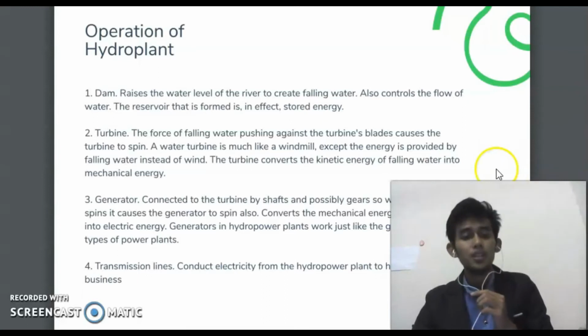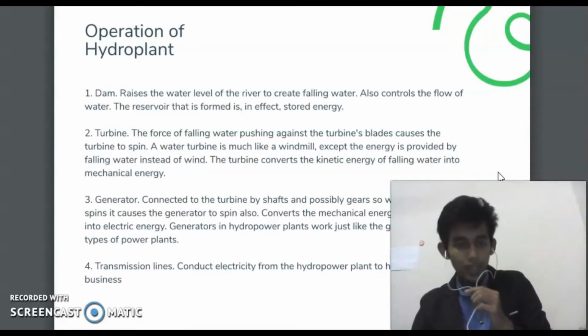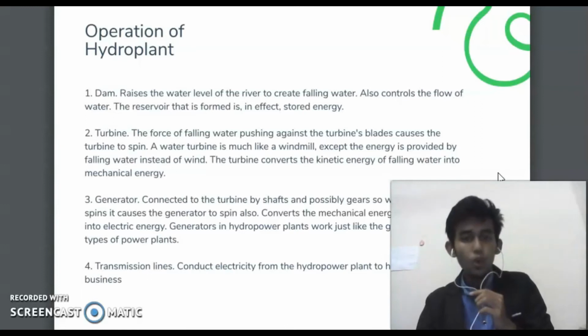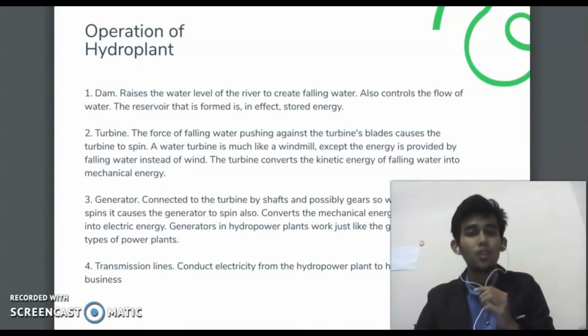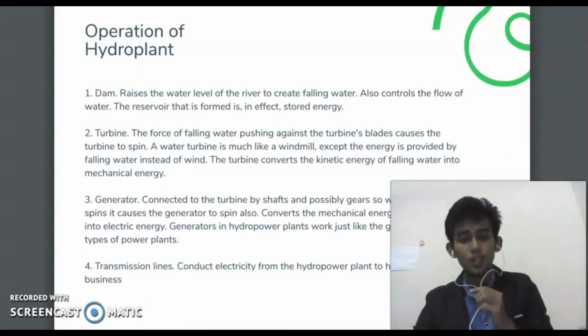And the last part is the transmission line. From the generator, it will convert and transmit the energy to the transmission line, and the transmission line operates to conduct the electricity from the hydro plant to the home, which is the customer. It will convert the energy and supply it to the customer from the transmission line. It is the last part of the hydro plant operation.